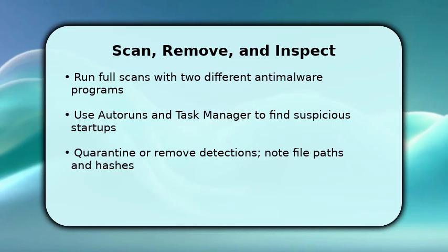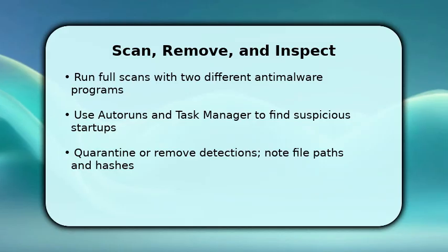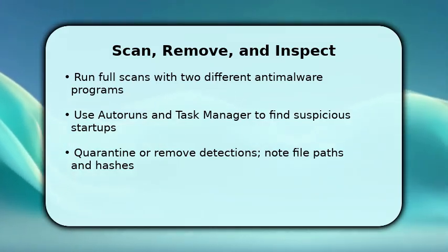Once scans finish, quarantine or remove confirmed threats and record file paths and hashes. Then use Windows Defender Offline or a bootable scanner to catch rootkits. This layered approach helps remove hidden components thoroughly.